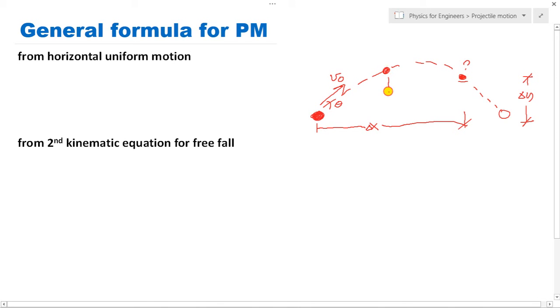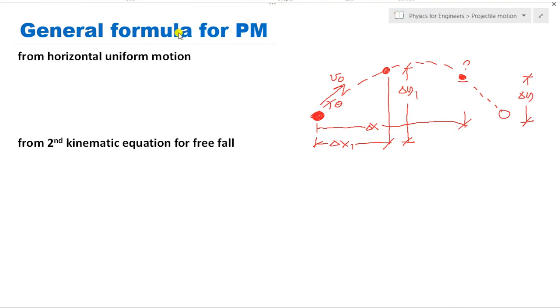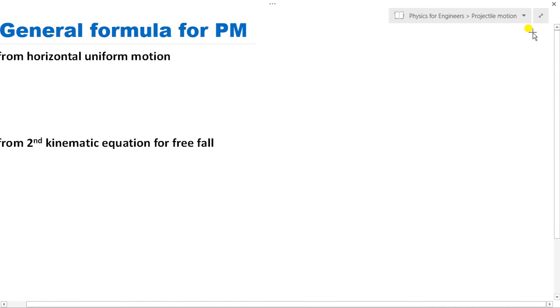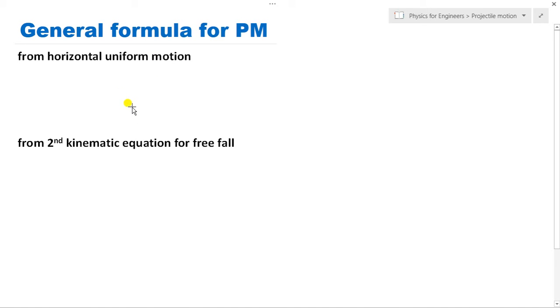So meron ka na naman ditong delta x sub 1, and then you also have here another delta y, so let's say delta y sub 1. Diba meron kang general formula in order to solve these unknown variables. So let's try. Erase muna natin dito. This is very useful, and I will derive this. So derive natin ha.